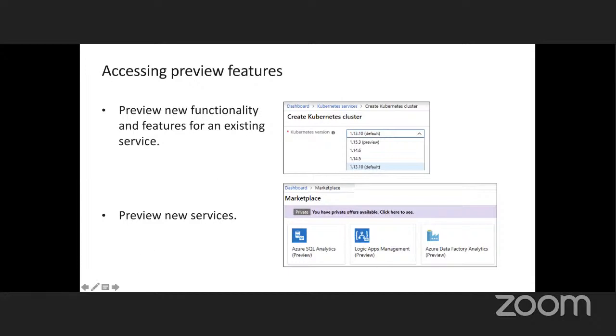So in your account, you will see here, and then in the marketplace, you will see here, you have private offers available. Click here to see. Okay, some previews that you can see, and assess how this service performs. So you have private previews and public previews.